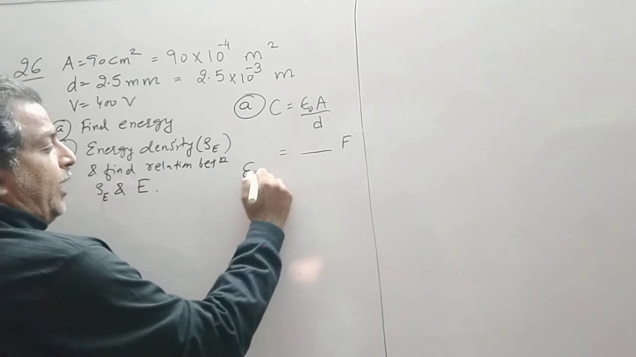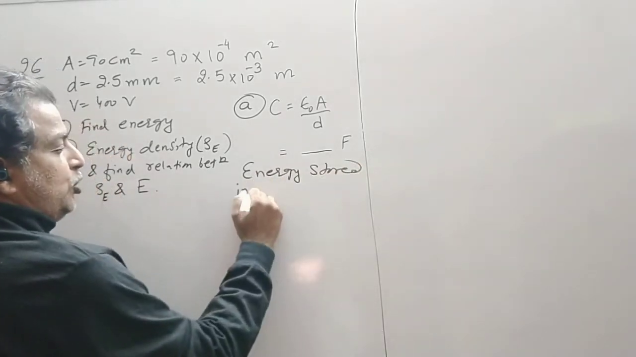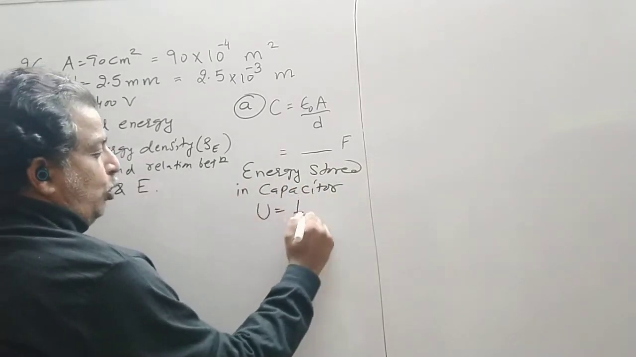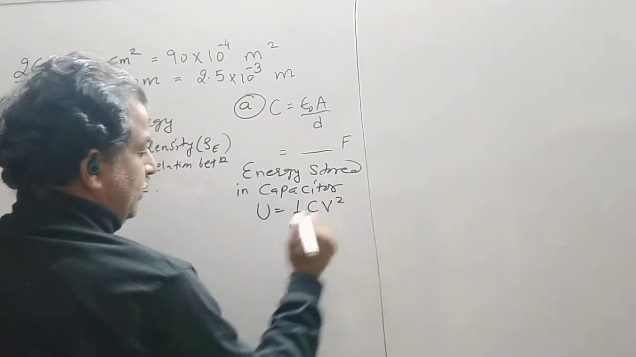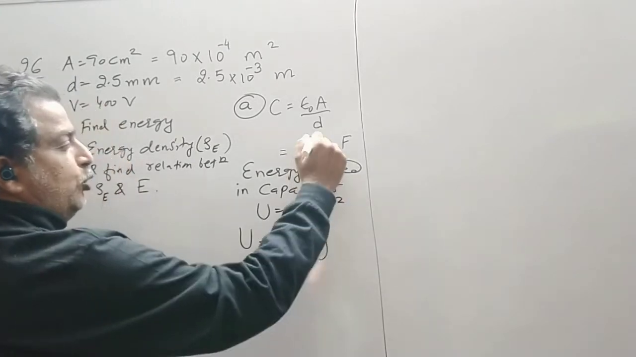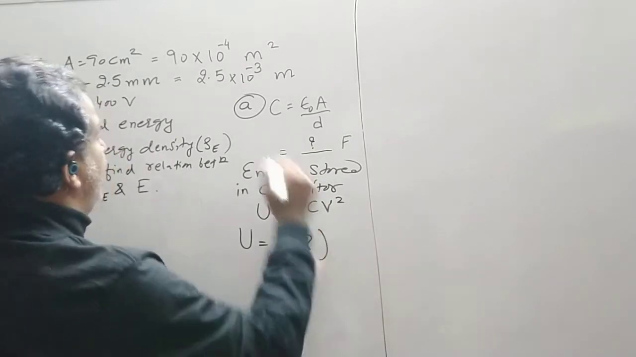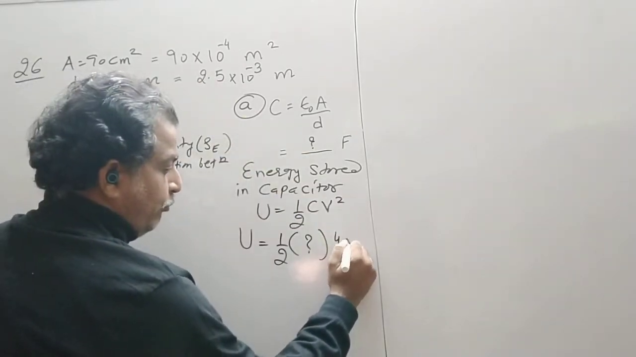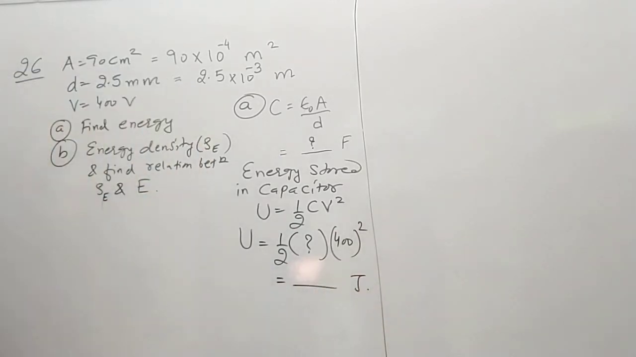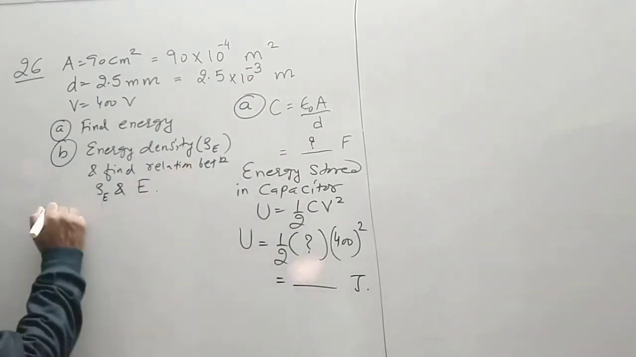And then energy stored in capacitor, U is equal to half CV square. So U is equal to half, whatever answer you get here, I am putting a question mark, that question mark, and V square, that is 400 square. So you substitute this value and you get the answer in joule. So this is the first part. Calculation is left as an exercise.